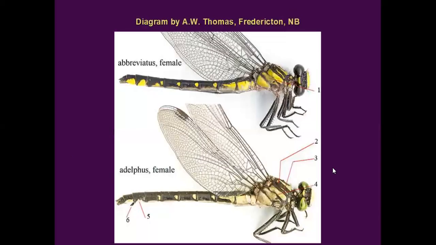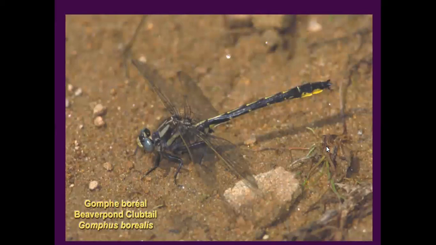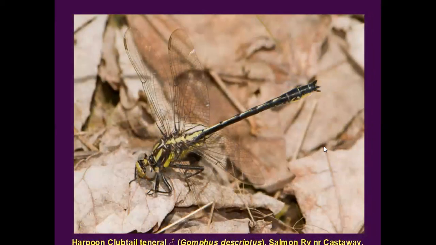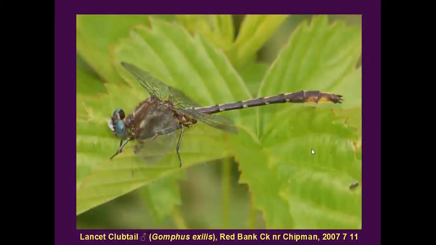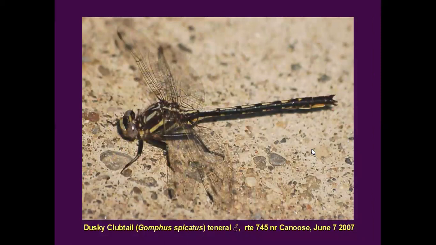And ways to distinguish the mustached and the spine crown between females here. Just the shady colors. That's a diagram by Dr. Tony Thomas in Fredericton. And a lot of sort of more dingy colored clubtails, like the beaver pond clubtail and the harpoon clubtail and the lancet clubtail. And here's the dusky clubtail.